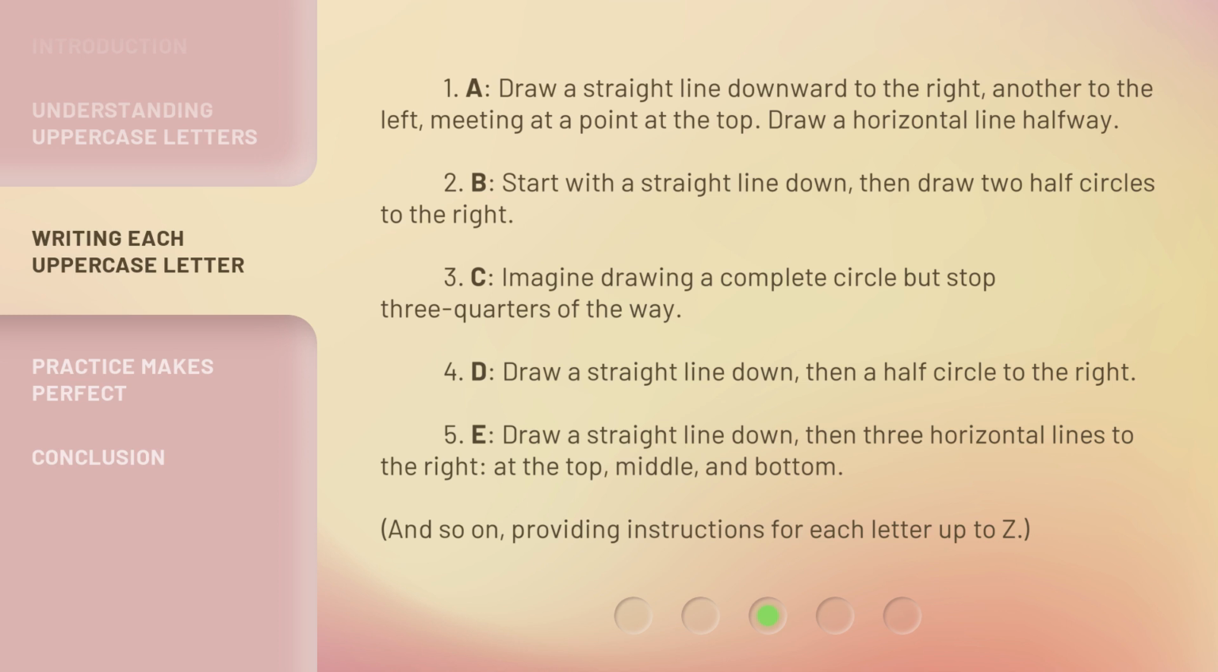4. D. Draw a straight line down, then a half circle to the right. 5. E. Draw a straight line down, then 3 horizontal lines to the right, at the top, middle, and bottom. And so on, providing instructions for each letter up to Z.